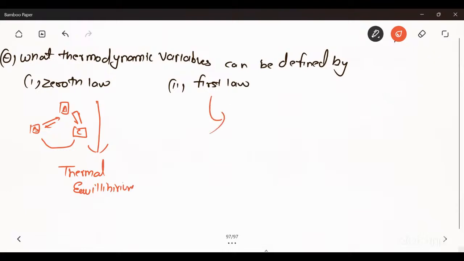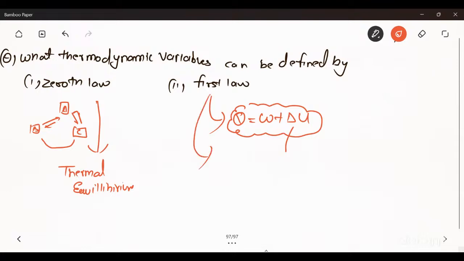Now, what does the first law define? The first law states that the heat supplied to the system is equal to the work done plus the internal energy of the system. This law is also based on the law of conservation of energy, that energy can neither be created nor destroyed; it can only be transferred from one form to another. So the first law defines internal energy, or you can simply say the energy.